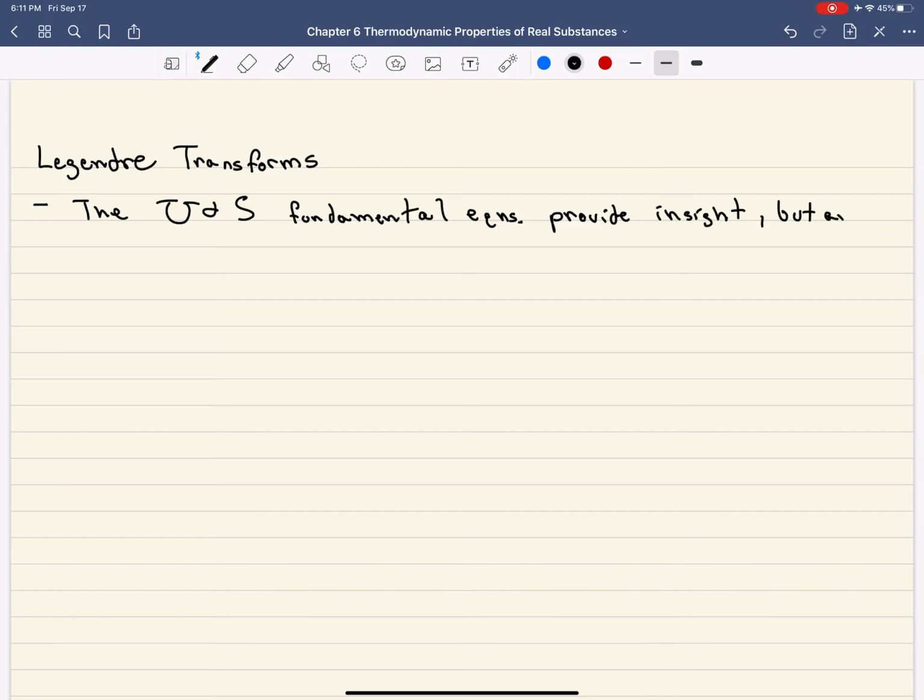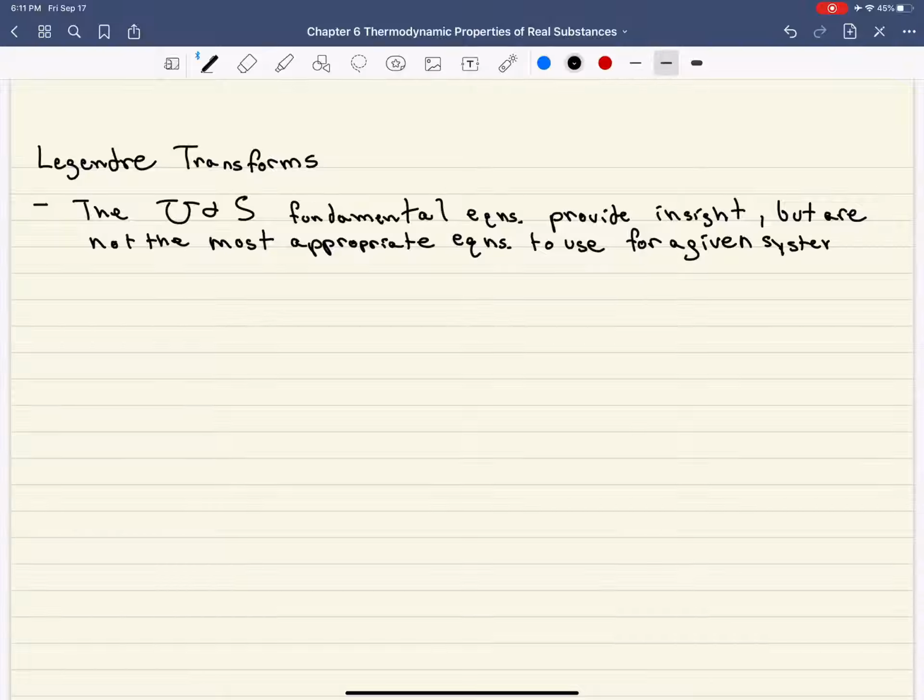but are not the most appropriate equations to use for a given system. Okay. And essentially, we can't really directly measure dU or dS, right? Okay?